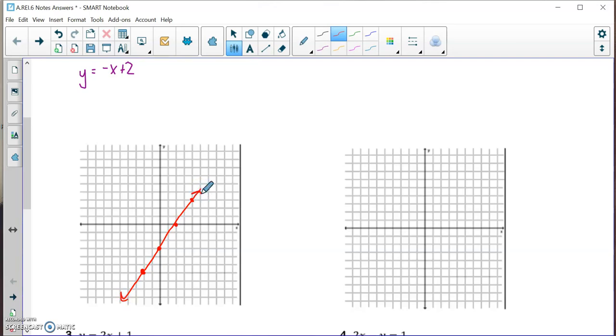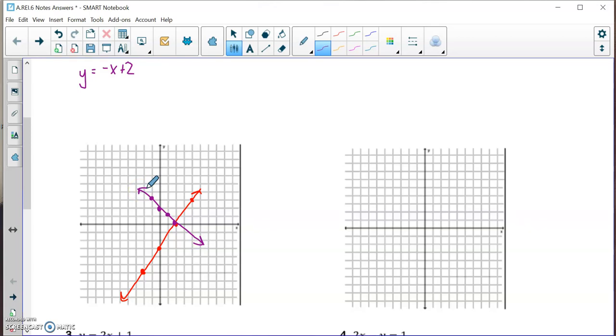My bottom equation I'm going to graph in purple. I have a y-intercept of 2 and a slope of negative 1, which means I go down 1 and over positive 1, down 1 and over positive 1, or I could have gone up 1 and over negative 1. This is what my purple line looks like.